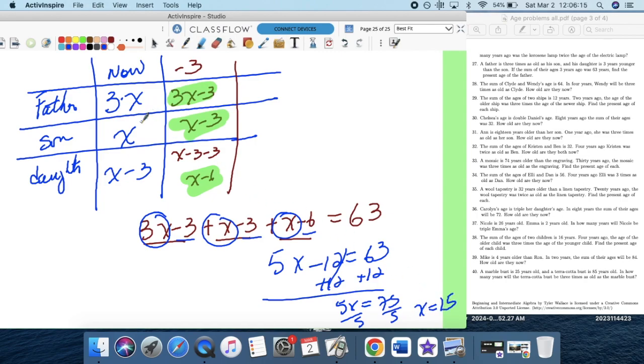So the son is 15. The father is 3 times 15, which makes him 45. And the daughter is 15 minus 3, which makes her 12. Those are their ages.